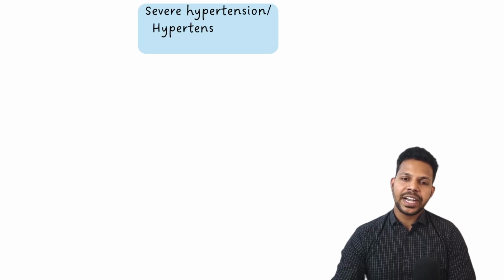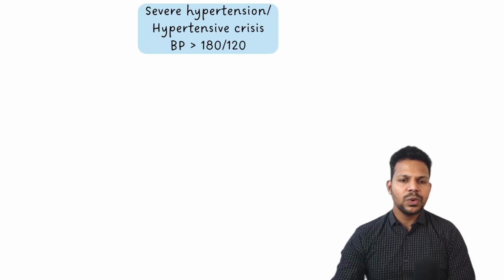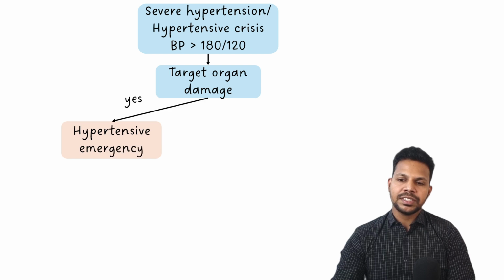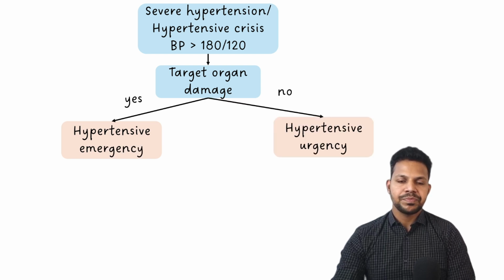Now let's look at the management of severe hypertension or the hypertensive crisis. When the blood pressure is more than 180/120 millimeters of mercury, you can call it severe hypertension or the hypertensive crisis. We have two different kinds of crisis: hypertensive urgency and hypertensive emergency. When there is target organ damage, you call it hypertensive emergency. When there is no target organ damage, you call it hypertensive urgency.